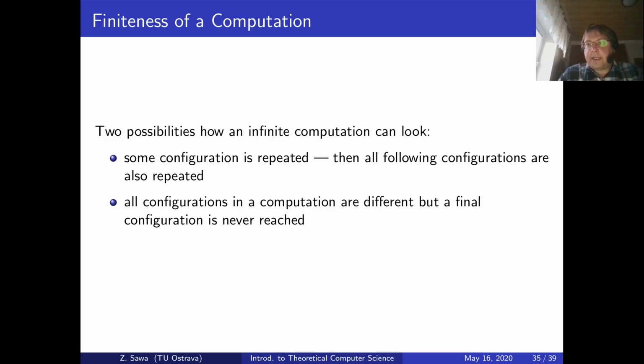But if we would allow, for example, some dynamically allocated data structures, or if we allow arbitrarily big values of integer variables and so on, then we could have an infinite number of different configurations. So it can happen that the algorithm will produce new and new configurations. For example, it will allocate new and new memory and perform some computation on it and continue forever.